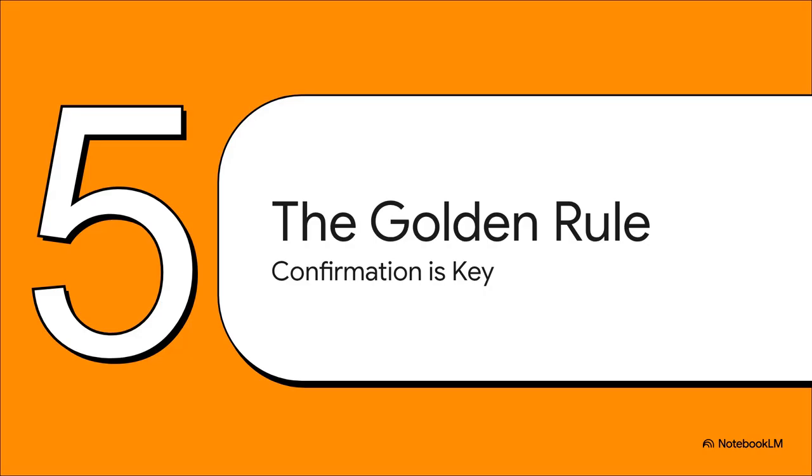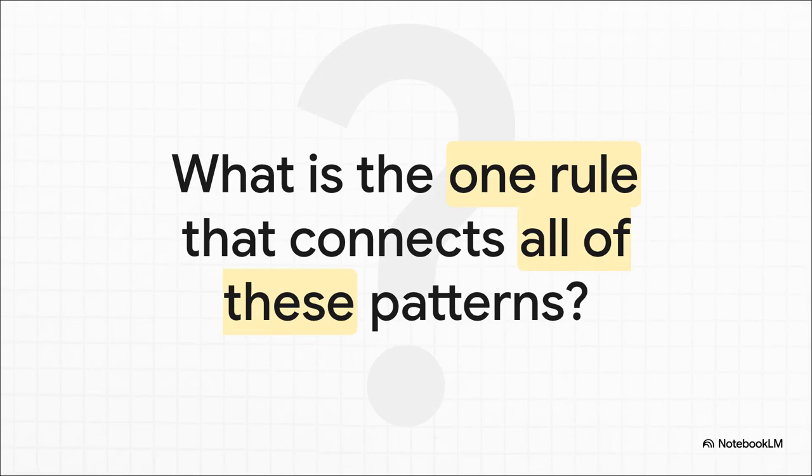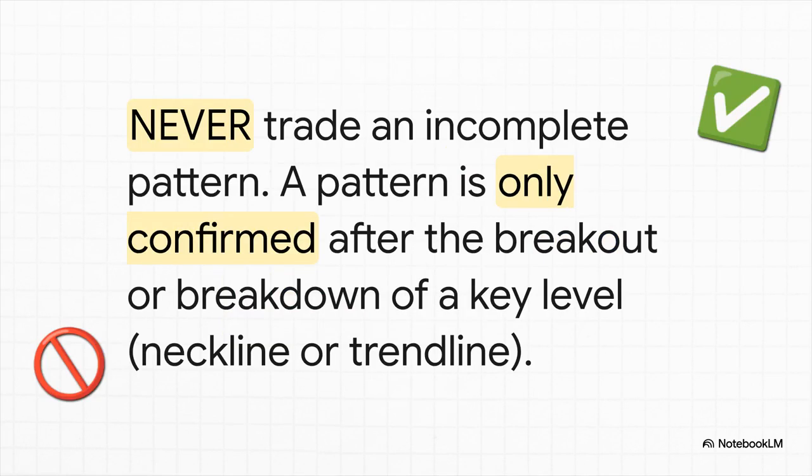You know, we've covered reversals, continuations, and triangles. They're all different, but there is one single golden rule that connects every single one of them. And this is, without a doubt, the most important takeaway of this entire explainer. So after everything we've looked at, the double tops, the head and shoulders, the flags, the triangles, what is that one unifying principle, that one rule that you absolutely cannot forget? Here it is, the bottom line. Never, ever, ever trade a pattern before it's complete.